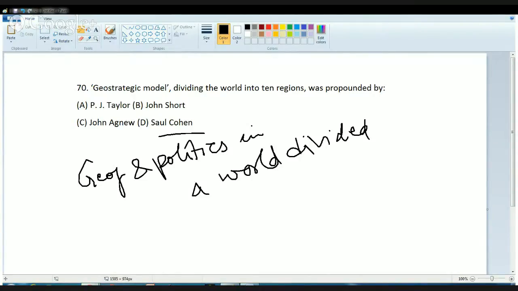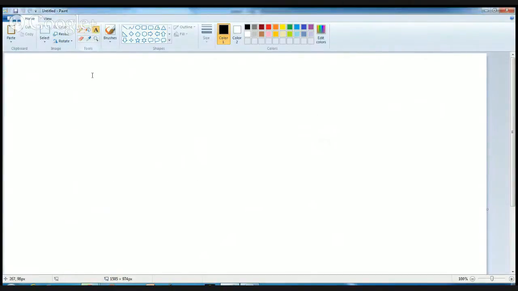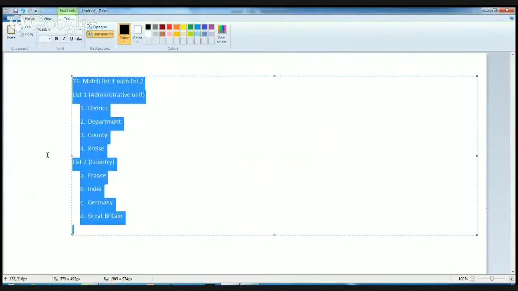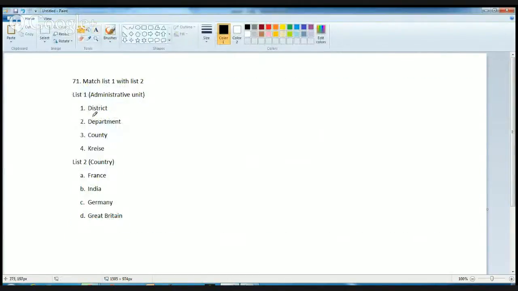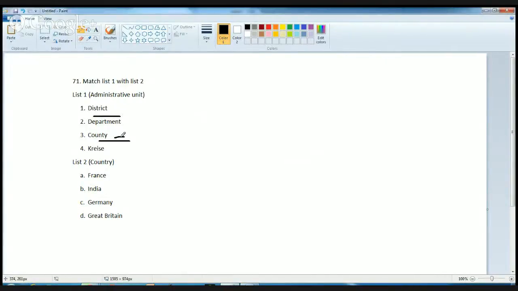The next question is an interesting question where you have to match the administrative unit with the country. So you have a list of administrative units and the country. District is a term that is used in India. Then you have county as a term which is used in Britain.